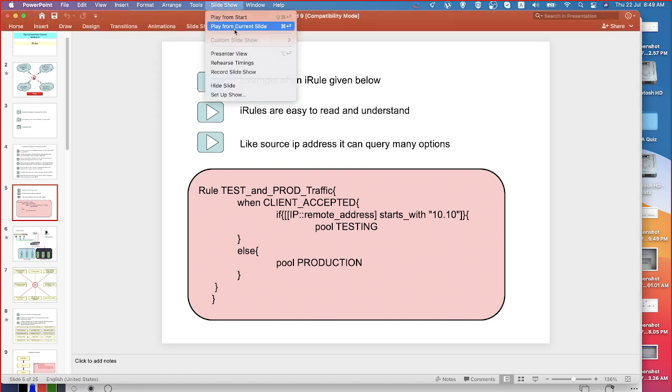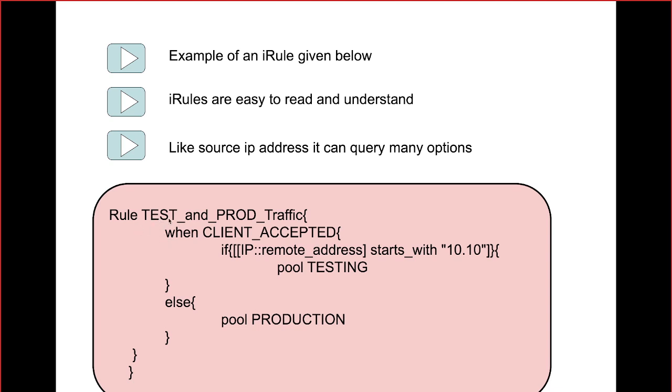Now, what it says is that the name of the rule is given as test and production traffic, prod traffic. I'm saying, when client accepted. What do you mean by client accepted? The moment the three-way handshake process has been initialized between the client and the LTM device, if the IP remote address starts with 10.10, the remaining can be anything, starts with, ends with, these are all the expressions we can add. Now when it starts with 10.10, what do you mean by that? Starts with 10.10 means the first two octets are 10.10, then the pool is going to be used as testing. If it is not matching, then send it to production. Do you understand the script now?